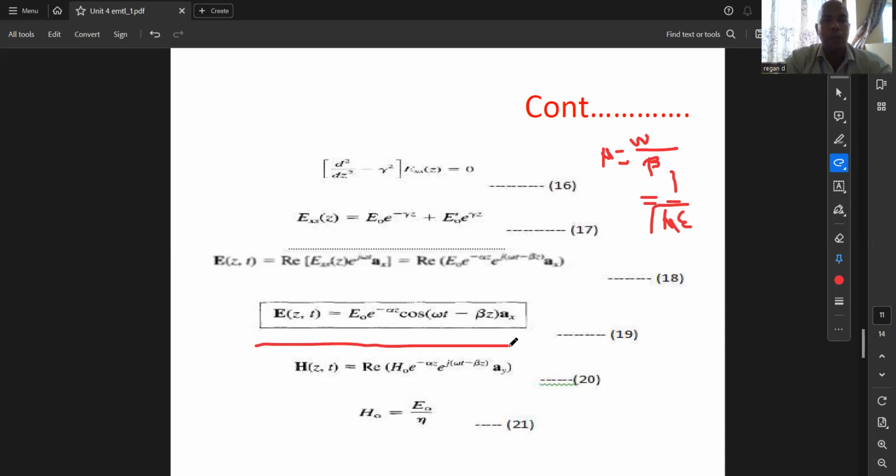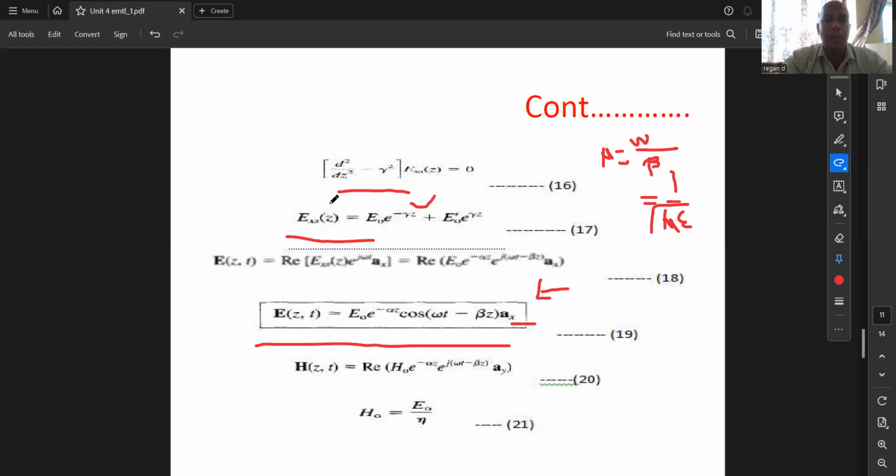So E of z comma t is equal to E naught e power minus alpha z cos omega t minus beta z in the x direction, a x. So how did we get these terms? Because from these equations, we can write the electric field in the z direction, which may be in two directions, that means positive z direction and negative z direction. We prefer only the positive z direction, so we consider these equations.